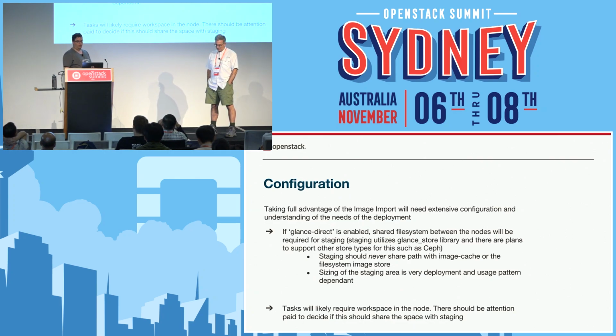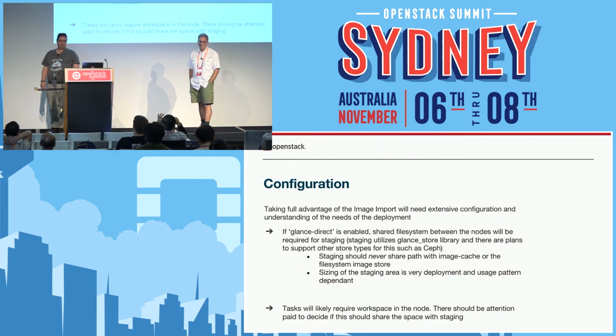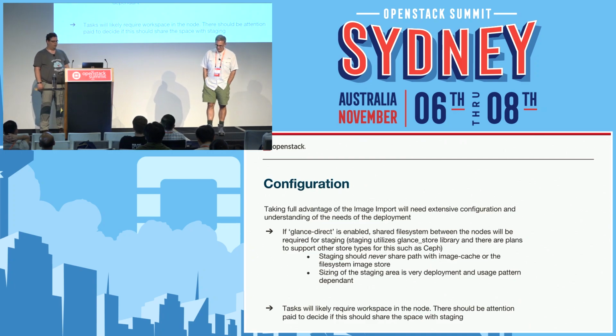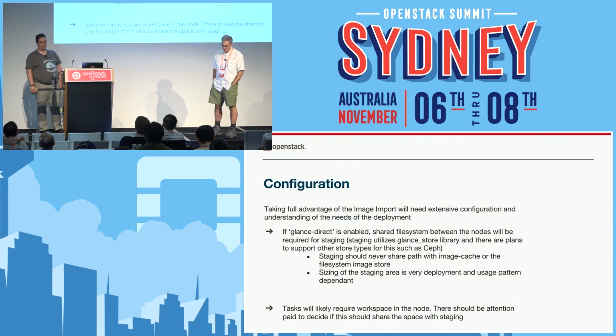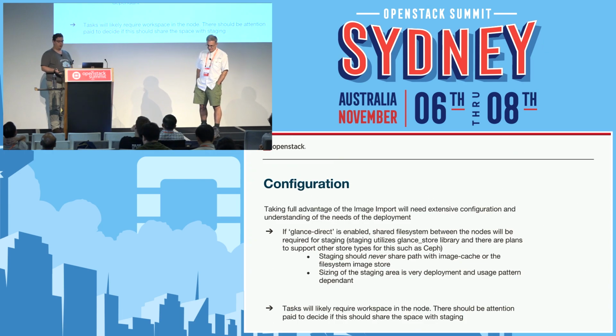And then we come to the part that operators might not be so happy about. To make this all happen, we need to do quite a bit more configuration, and that configuration will be mandatory. First of all, when the direct upload is enabled, there needs to be a staging area configured for the Glance API node.